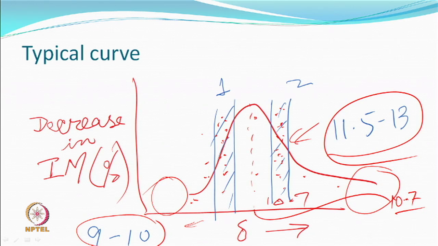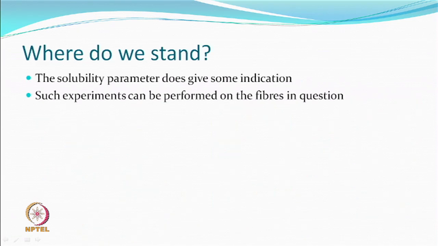So, it is a complex experiment, and at the end you draw some conclusions, but it is a very interesting observation which was considered by these workers. So, what you understand is that the solubility parameter does give some indication of whether the solvent is going to be more interactive or not, and such experiments can be performed on various fibers that somebody is interested in, and then think of going for texturizing.